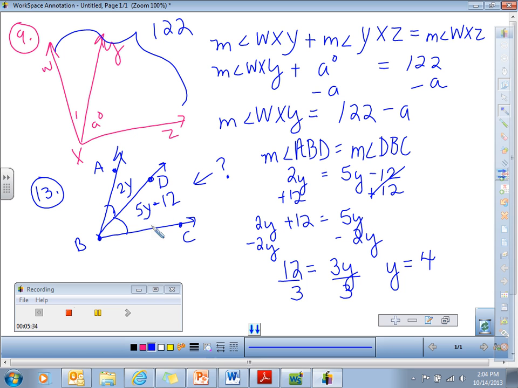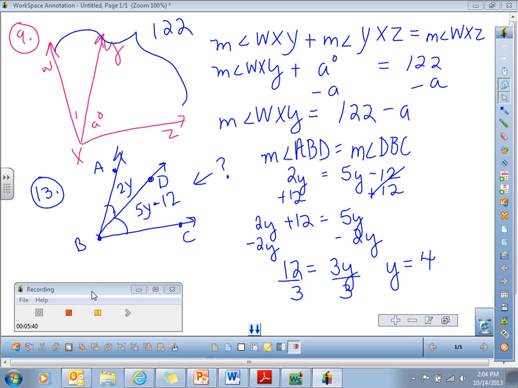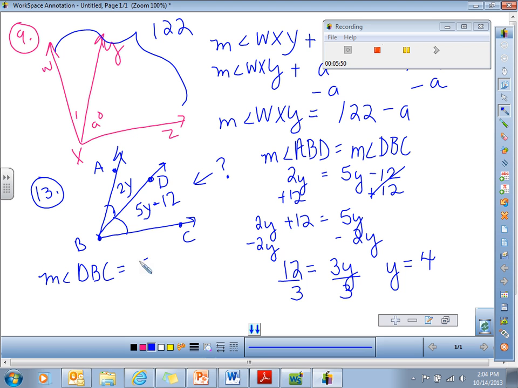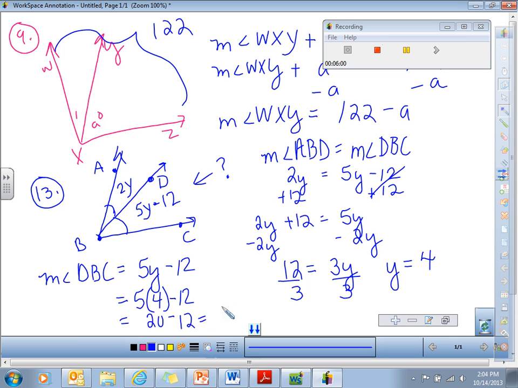So what do you do now? Right. The measure of angle DBC is equal to 5y minus 12. Plug in the y, which is 4. What's 5 times 4? 20. 20 minus 12 would be 8. The measure of angle DBC is 8.